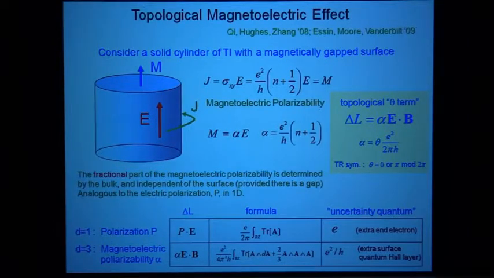Yes. Do you need the trace there? Do I need the trace? Yeah. So I'm viewing this A now as a matrix. If I have Bloch states, then A is u_i d/dk u_j, so it's a matrix. Are you talking about a degenerate ground state, since it's a matrix? No. I have many bands. Okay. Yeah.